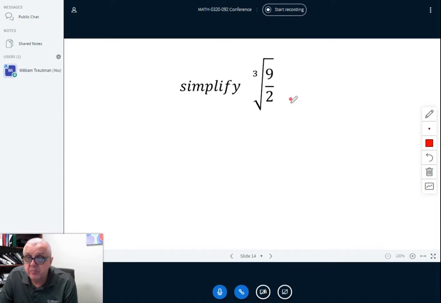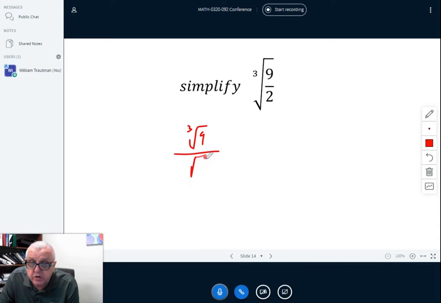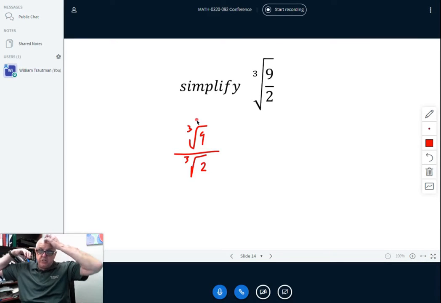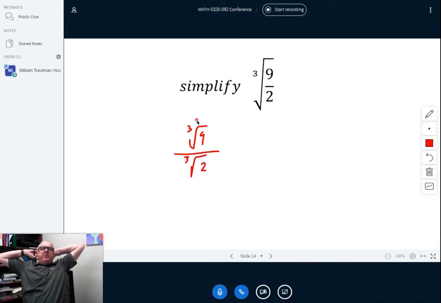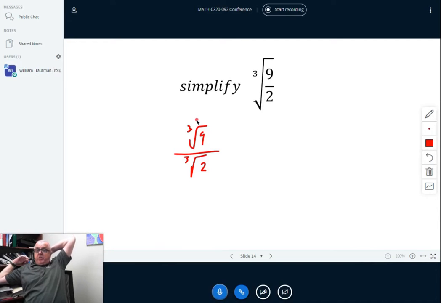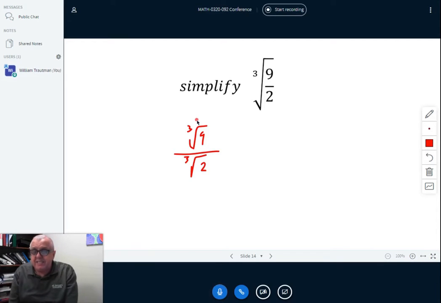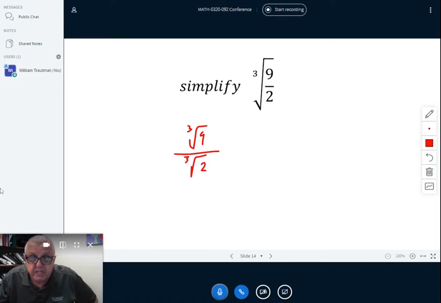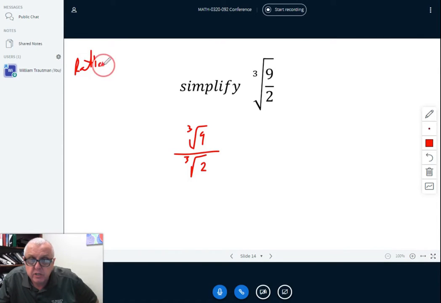Simplify this problem. Well, this is the same as the third root of 9 over the third root of 2. You can break third roots apart. Well, you can't have roots on the bottom of a fraction. So it may say simplify, or it may say rationalize the denominator. So it might also say rationalize the denominator.